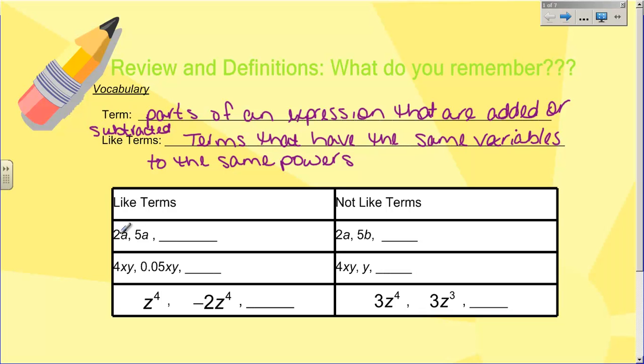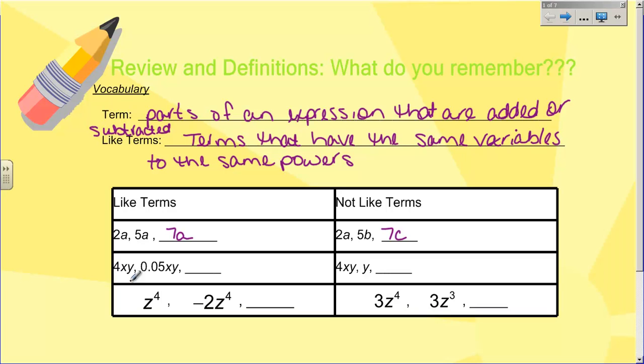So like terms, let's just do some examples. 2a and 5a are obviously like terms. Another one would be 7a, because the variables are exactly the same. Not like terms would be like 2a and 5b. You see that the variables are not the same. 7c added to that, still not a like term because you still have different variables.